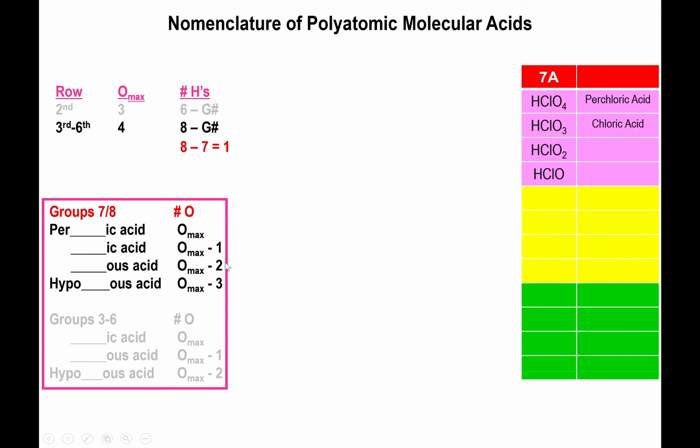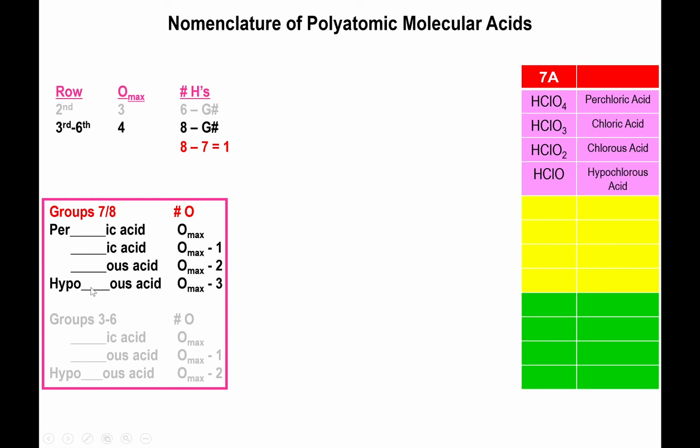Okay, move on to the next one. If we have 2 less than the maximum number of oxygens, which will be 4 minus 2 or 2 oxygens, this is called chlorous acid. And then the last one that has 3 less than the maximum number of oxygens ought to be called hypo-ous acid, or in this case hypochlorous acid. Alright, so far so good.